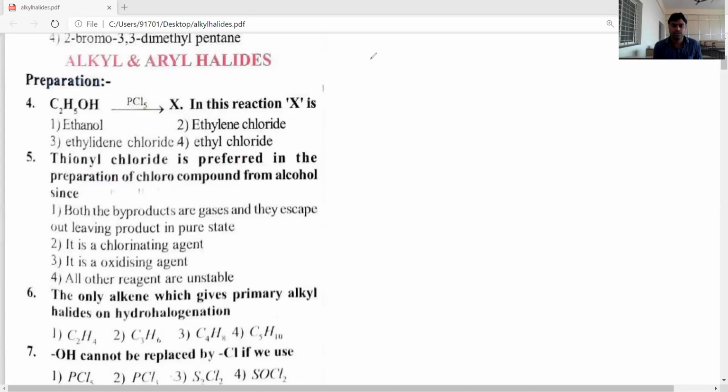See, the first one, ethyl chloride, CH3-CH2-OH is treated with PCl5, meaning the OH group is replaced. In this OH group replacement reaction, the chloride ion will attack. Then the product is CH3-CH2-Cl plus POCl3 plus HCl. So chloroethane or 1-chloroethane, or ethyl chloride. Its common name is ethyl chloride. So the answer is the fourth option.